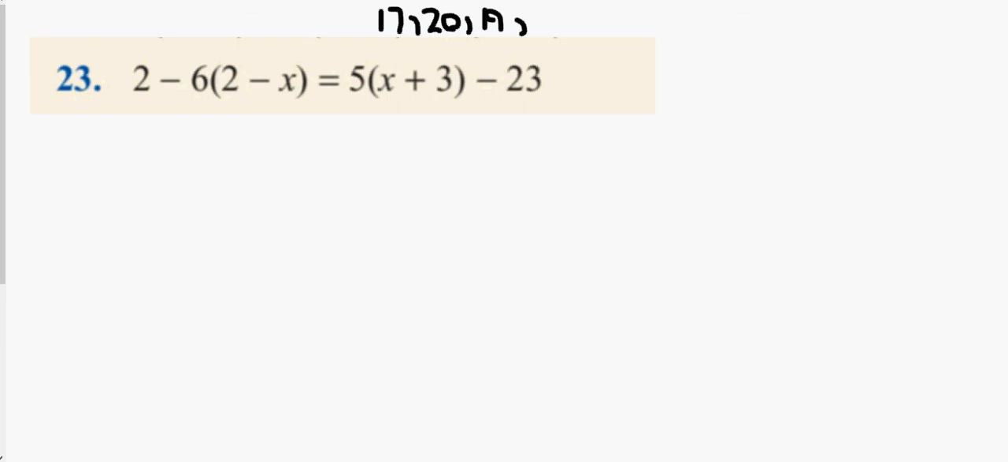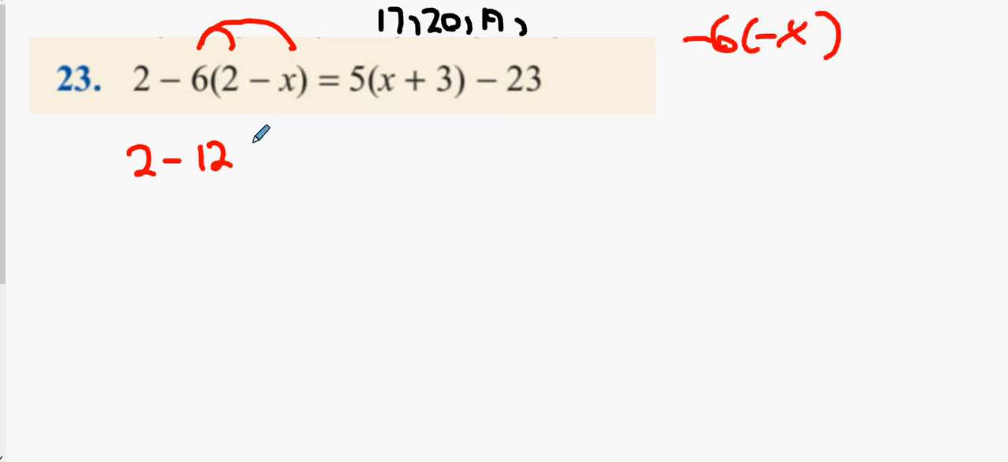Go on, Finn. Off you go. 6 times, so that multiplied 6 times 2, which is 12. Okay, now one thing with the 6. It's not a 6. It's a minus 6. Oh, so it's minus 6 times 2 is minus 12. Plus 6x, yeah. And then 5 times x is 5x. And 5 times 3 is plus 15. 15, yeah. And then minus 23.